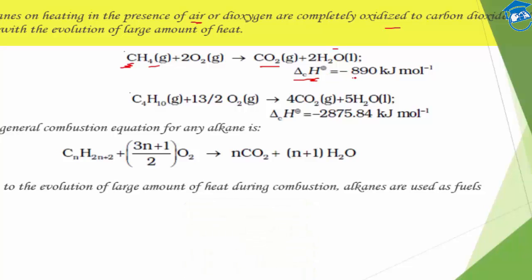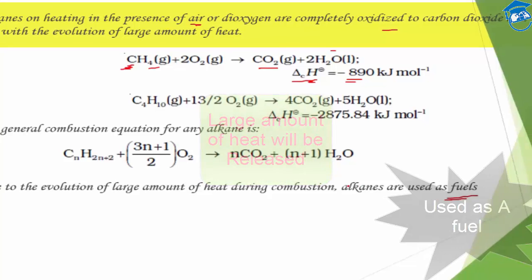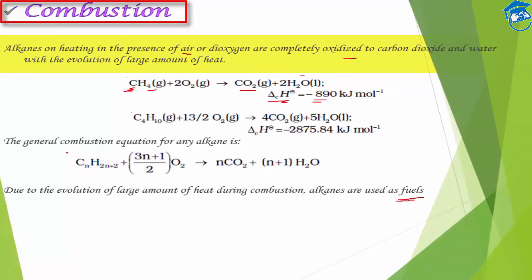Enthalpy of combustion is very high. That's why they are used as a fuel. Hydrocarbons are used as a fuel, like petrol, kerosene and all. They contain large hydrocarbons, and that's why they are used as fuel. So this is the general combustion equation. We have balanced it.